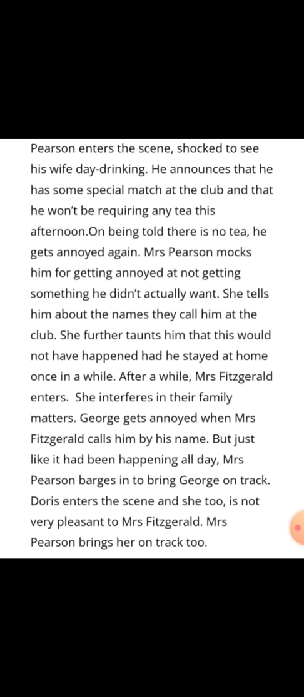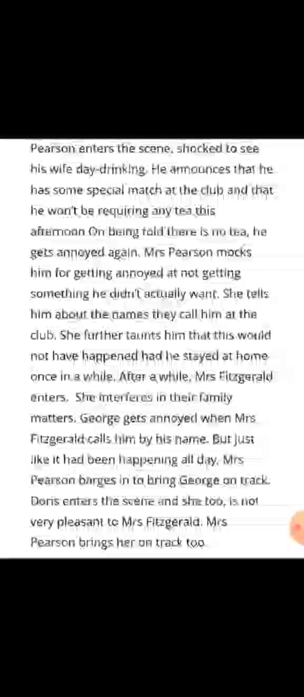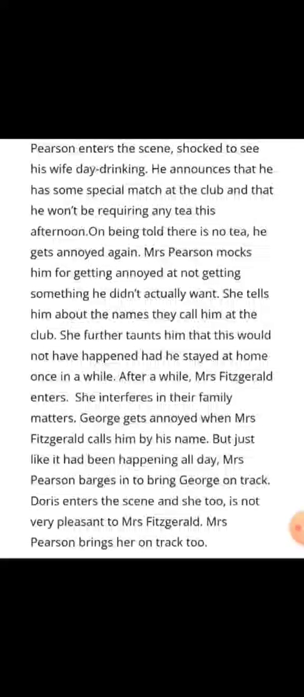Listening to all this, he is very angry and ready to prove that no, it was not like that. But ultimately, it was proved that he was really called by funny names over there, and they never liked the man. Who is the man? George, Mrs. Pearson's husband. Clear? So what happened then after that?